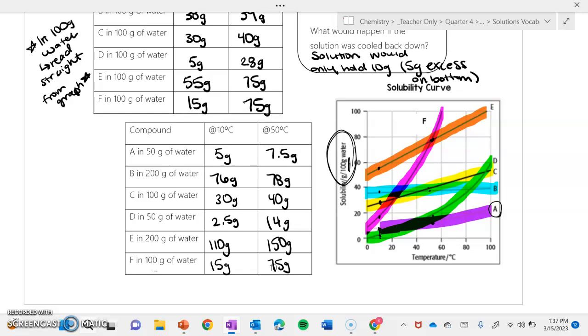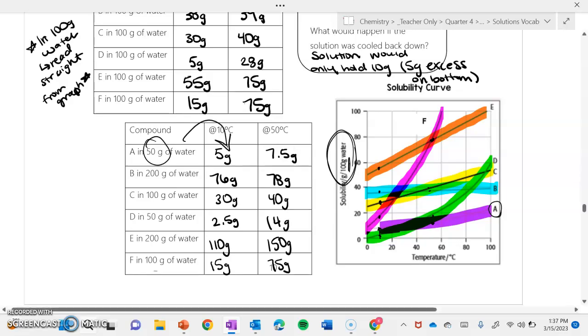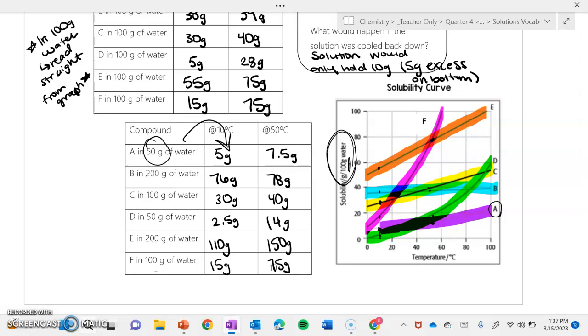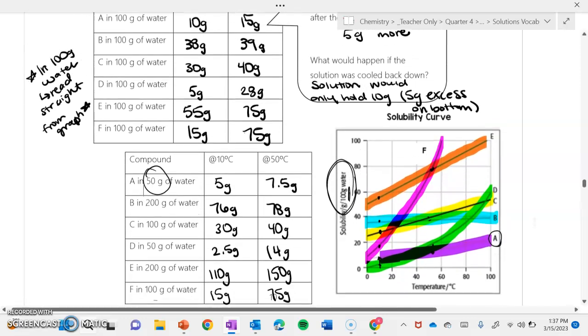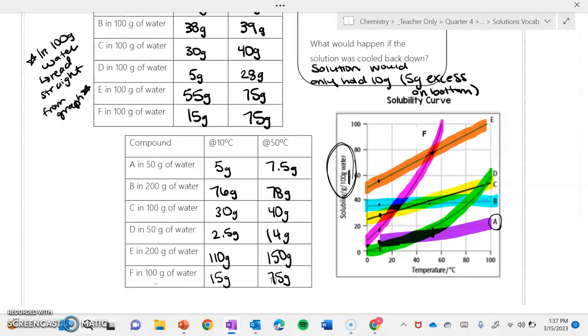So when you adjust the amount of water, then you need to also adjust by the same ratio of what you read on the table. The table defaults at 100, 50 is half of 100, so your amount of solute that can be dissolved needs to be half of what you would read from the table. And same for 200, then you would need to double.